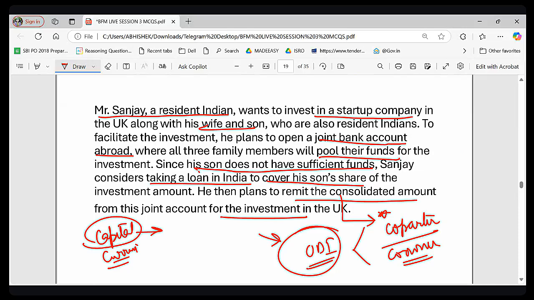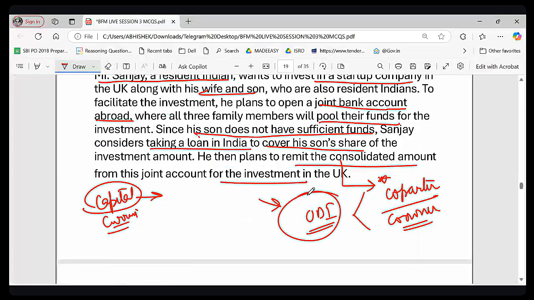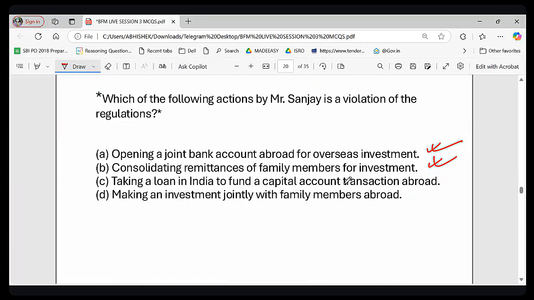That is current account. But since this is investment, which is a type of capital account transaction, if you are buying property abroad, or you are investing abroad, all these are under the capital account transaction, right? So for that, RBI regulation says that credit facility cannot be used. So option C, as you can easily see, says that taking a loan in India to fund a capital account transaction abroad, this clearly violates. So this is incorrect. Now last one.